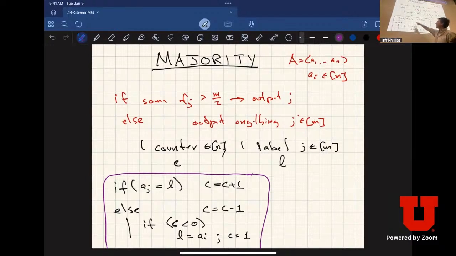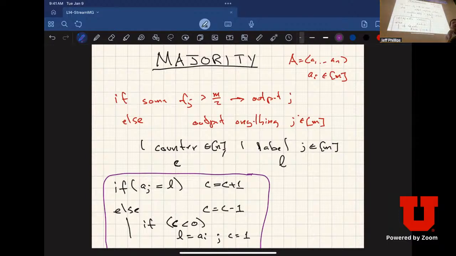Okay, and maybe I start by assigning something to the first step: I assign it to the first label, and I set the counter to 1, or you can initialize this to some symbol. Okay, and so I can argue that this satisfies this majority problem.